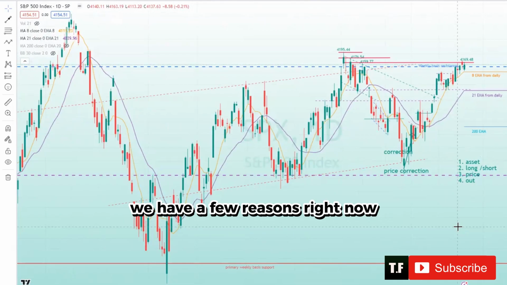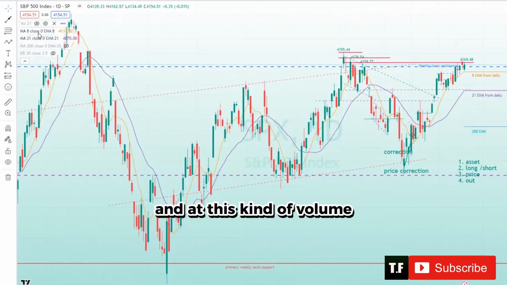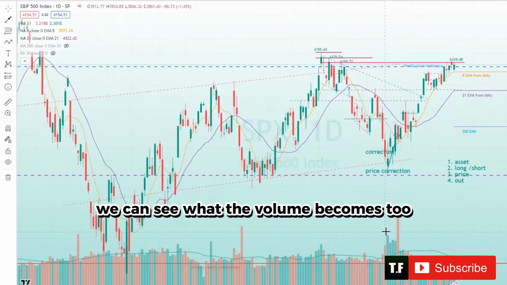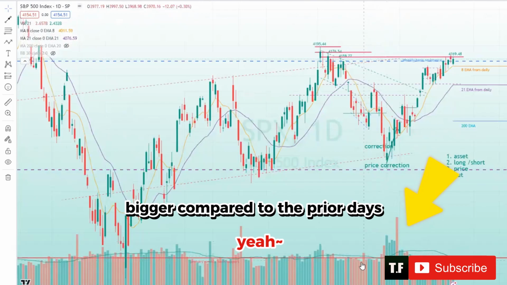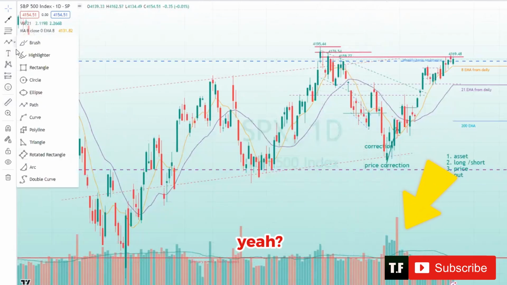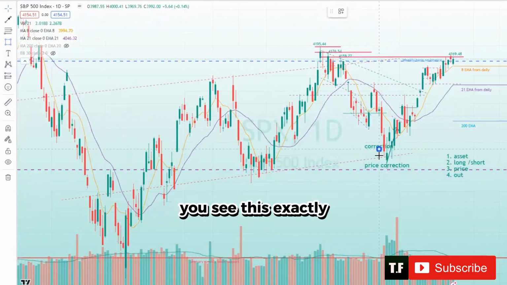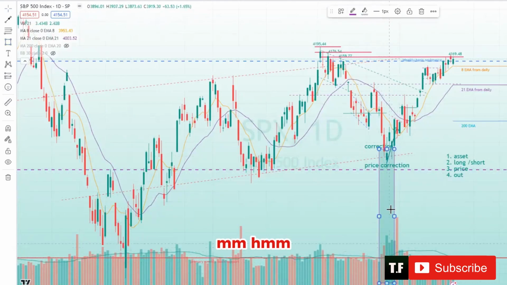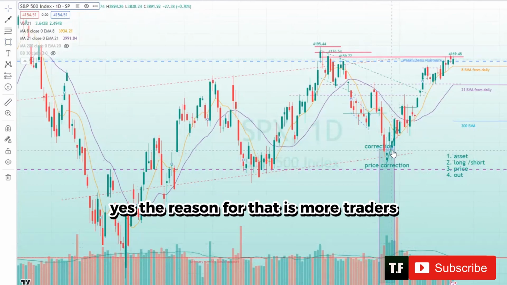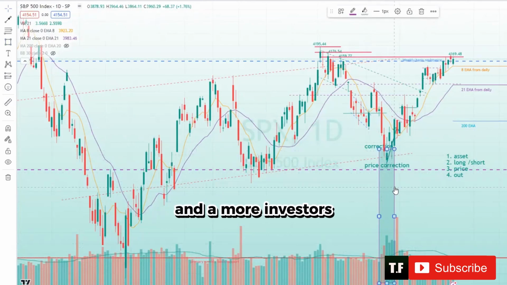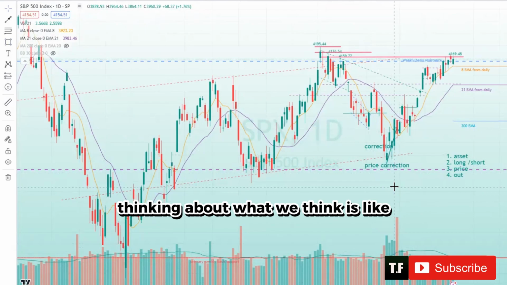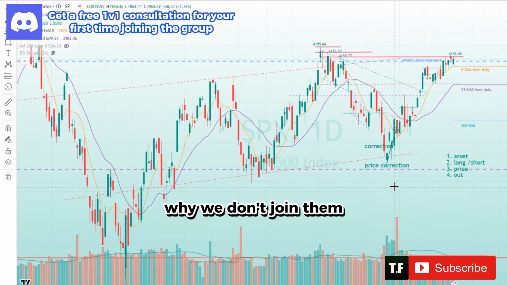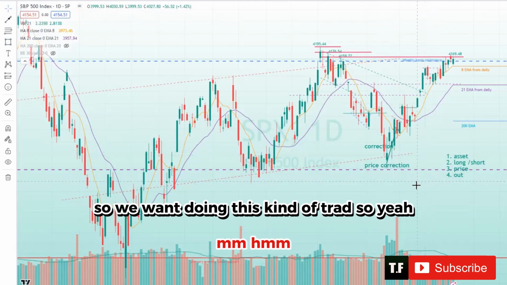So we have two reasons right now. Let's add volume. We can see the volume becomes much bigger compared to the prior days. You see these exact days, the volume just spiked. The reason is that more traders and investors are thinking, everybody's buying right here, why don't we join them? So we are doing this kind of trade.